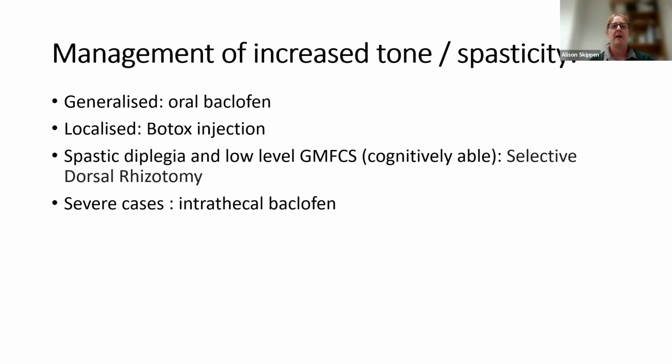Whereas oral baclofen is more systemic, so it might cause problems like with head control, or if the trunk was quite weak anyway, might lead to further weakness of the trunk. And then another way you can manage spastic diplegia is selective dorsal rhizotomy, where they do an operation on the spinal cord, and that can improve the spastic diplegia. And then in severe cases, you can also use intrathecal baclofen, where a pump is inserted and delivers intrathecal baclofen to the child.